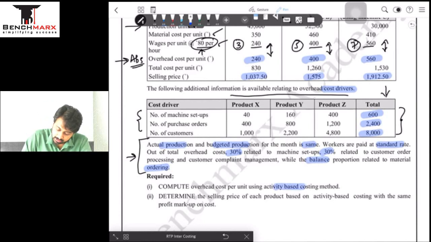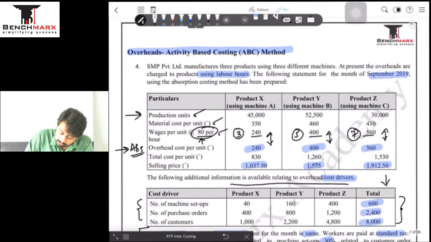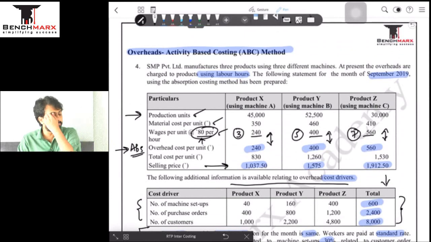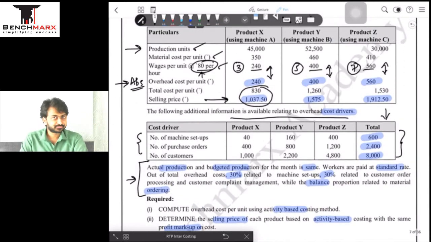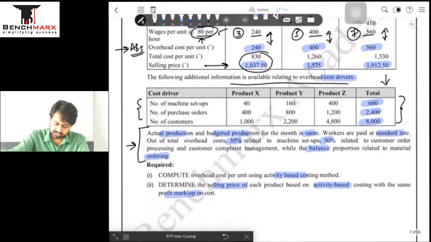Compute the cost as per ABC and determine SP based on ABC with the same profit markup. As I can see, SP is given to us, but now I have to also find the new SP keeping the margin constant. So whatever markup there is here, the same markup I will apply on the new costing method to get my new selling price. Understood? Hopefully yes. So I don't see any working notes required before we start the solution, because everything is known.